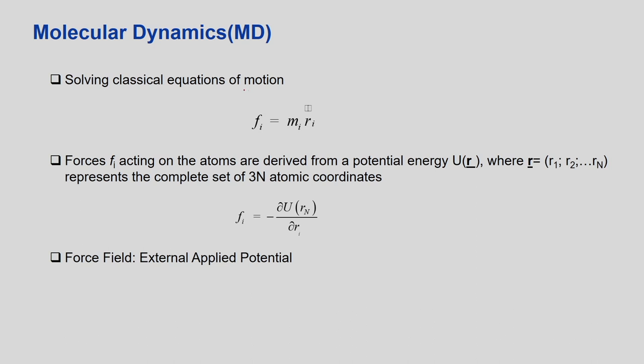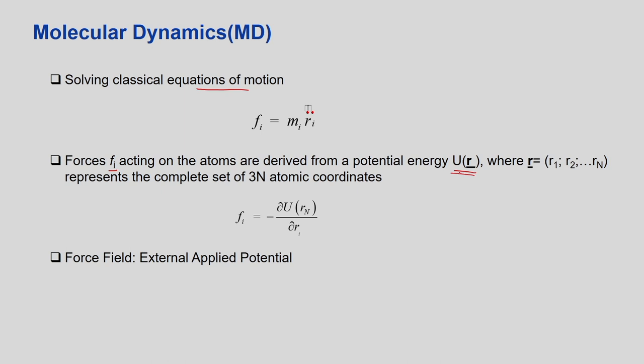So, how do we then start? First, we have to solve the classical equation of motion. The force on any atom is equal to the mass of that atom into the double derivative of the position vector. That is, force is equal to m into acceleration, or I write in terms of coordinates, a vector quantity Ri, and you do a double derivative. So, forces Fi acting on the atoms are derived from a potential.